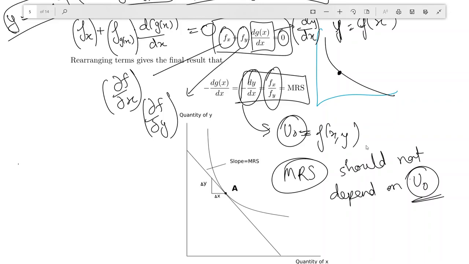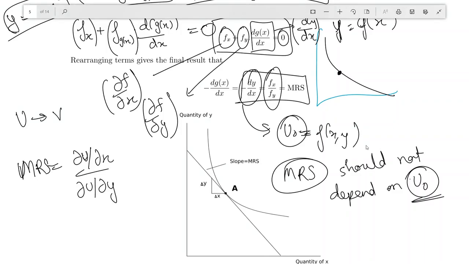So when you are using this formula that MRS equals del u by del x upon del u by del y, when you do any monotonic transformation on u and convert it into v, you can as well write it as del v by del x upon del v by del y.